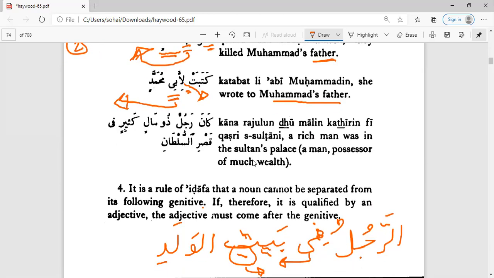Okay, so another example is kana rajulun zu malin. The zu means possessor. When you say zu malin, it means possessor of wealth.